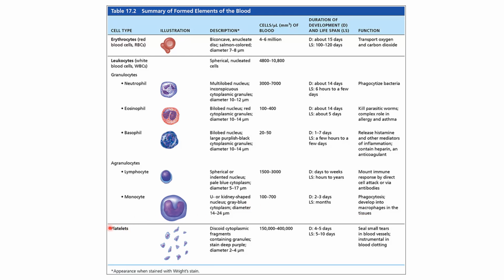Now our third formed element are the platelets. These are kind of fragments, but these fragments also contain granules. Those granules contain certain chemical substances which help in clotting. And what is their primary function? They seal small tears in the blood vessels, and they also start the process of blood clotting. So these are the formed elements of the blood.